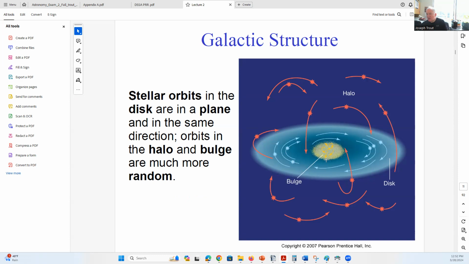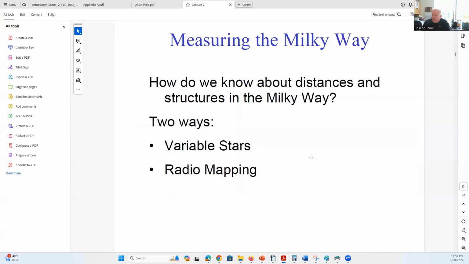So there's stellar orbits in the disks of the planes, and the stars move around like this, and they're all in the same direction, and the orbits in the halo and the bulge are much more random. So how can we talk about the distances? Why do we know how big, for instance, the Milky Way is? And there's two ways. There's variable stars and there's radio mapping.